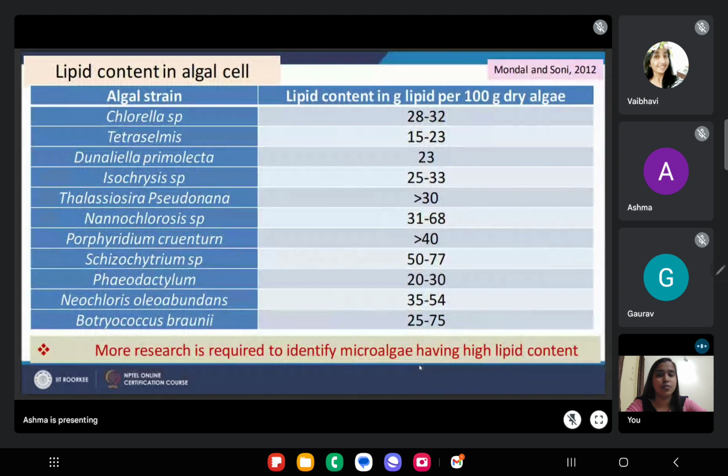So next, we have lipid content in algal cell. Here lipid content in grams of lipid per 100 gram dry algae is given for different algal strains. You don't need to remember, just learn these. It is just for your knowledge about the algal strains and the yield of the lipid content. And very extensive research is going on for improving or increasing the lipid content in algae.